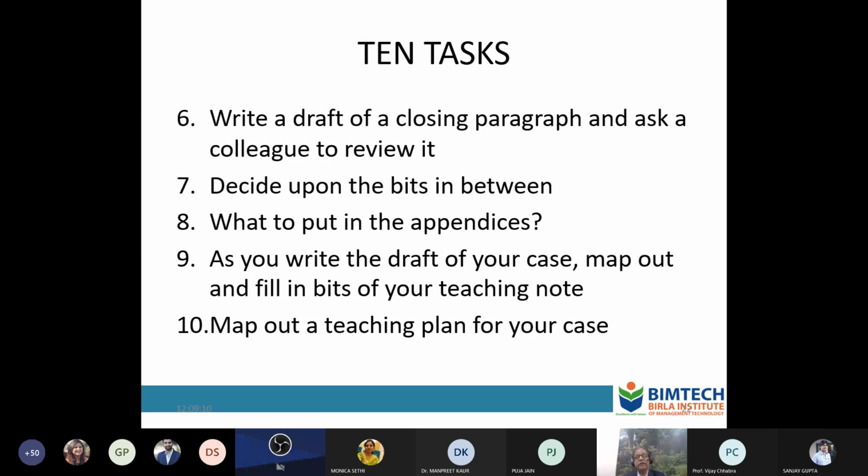Because if it is a very staple type of thing, a regular kind of closing, no discussion will take place. It will not excite the students to discuss among themselves. So take care of that closing paragraph. Then decide what to write in between.